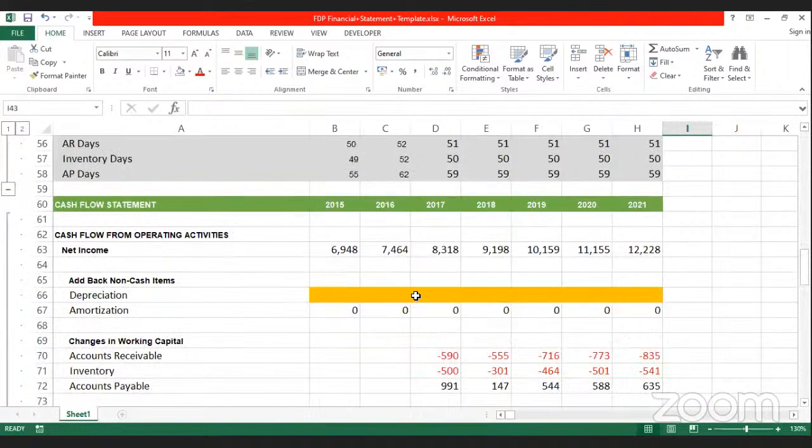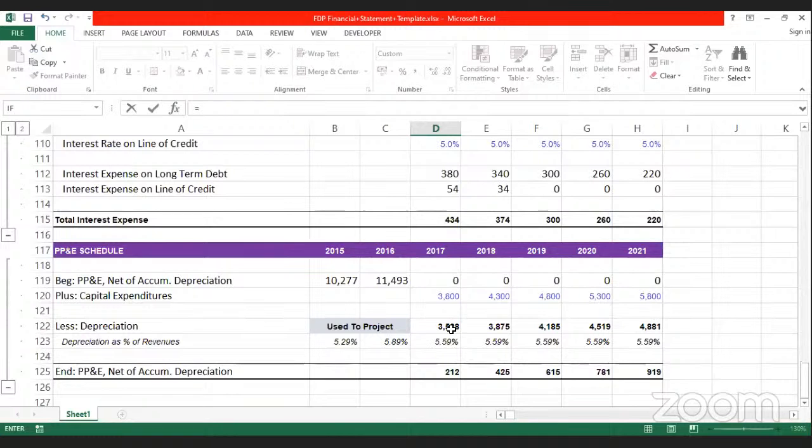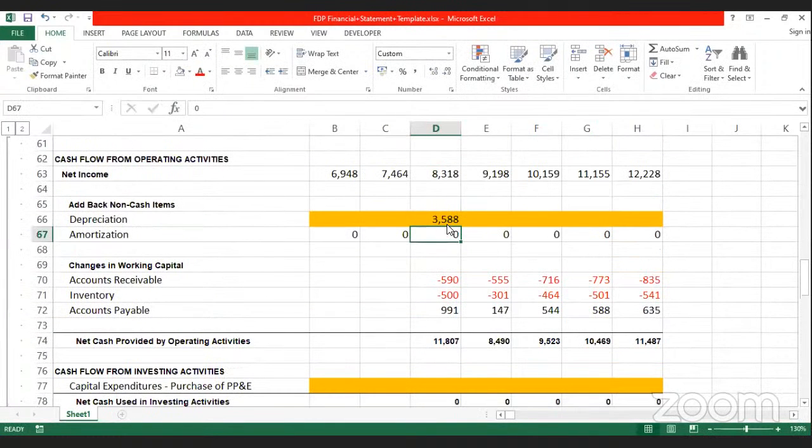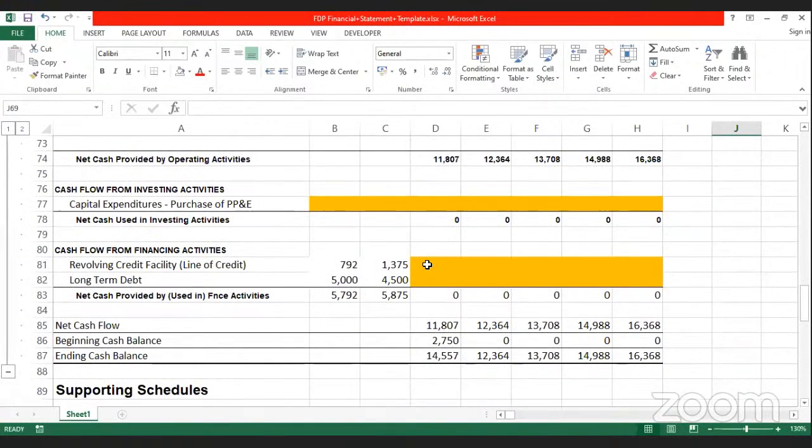Here again, depreciation, the amount which we have not yet inserted, is equal to the depreciation we have calculated over here. Let's give that reference one by one. Let's clear it. Only a few more minutes and we'll stop for the day. Okay, this is done. Now capital expenditure and PP&E, the amount was not getting reflected. Let's see.